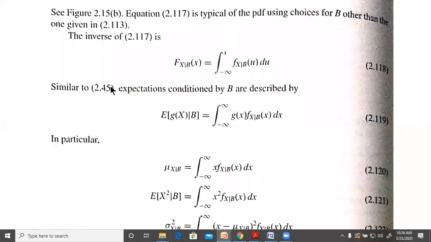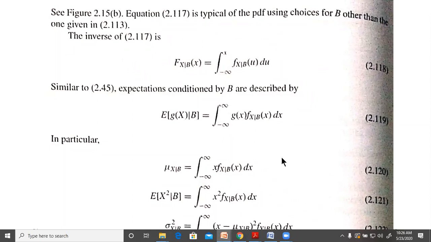Similarly, you can have expectations conditioned by B. Given B, what will be the expectation? It can be described as E[g(X)|B] equal to the integral from minus infinity to infinity of g(x) f_X(x|B) dx. This will be the general case.